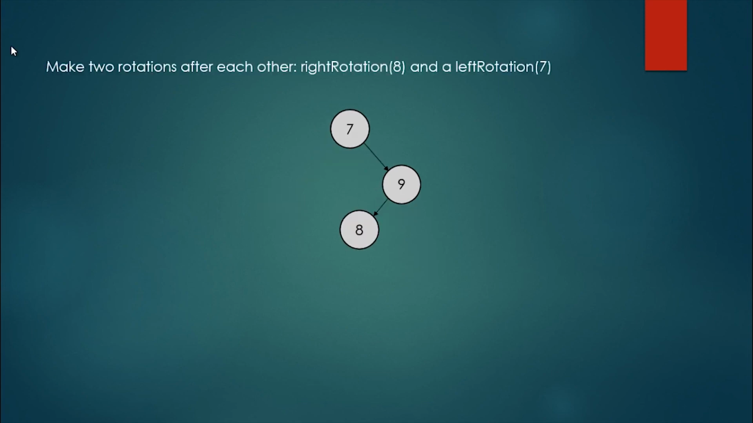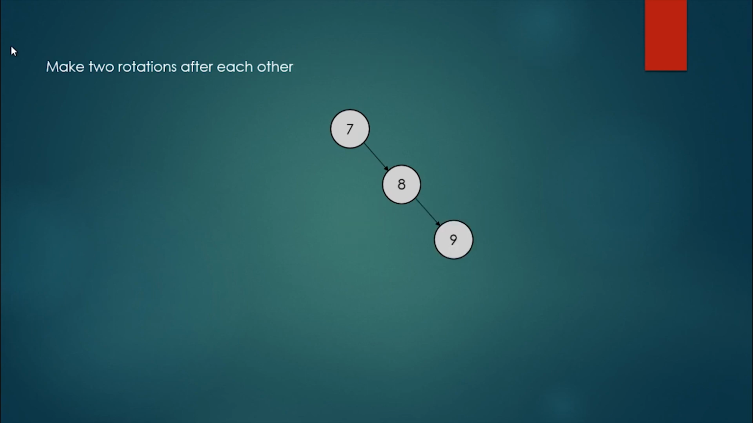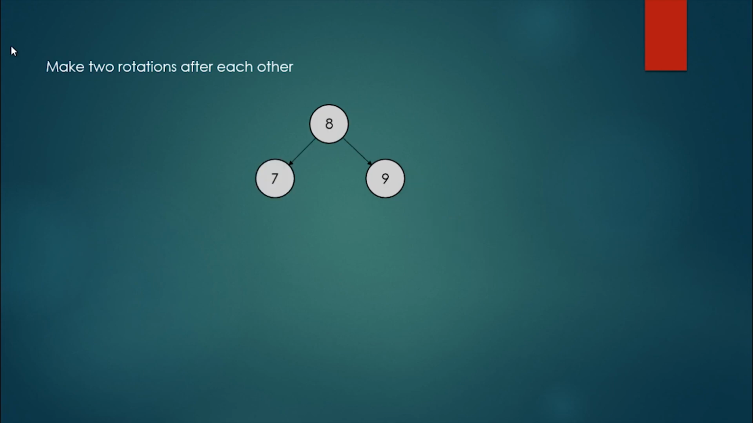We have a situation like this, and it is the situation when we have a right heavy and then followed by a left heavy situation. In this case we have to make 2 rotations, right rotation on the 8 and the left rotation on the node 7. So here we have to make the right rotation on the 8, and this is the situation when it's the doubly right heavy, so we have to make a left rotation on 7, and it's going to solve our problem.